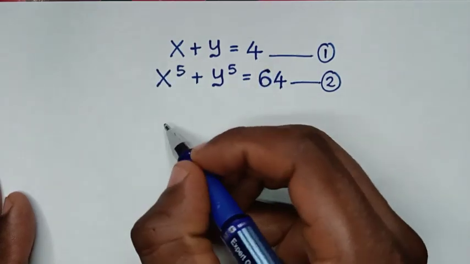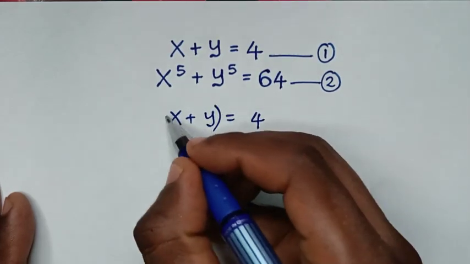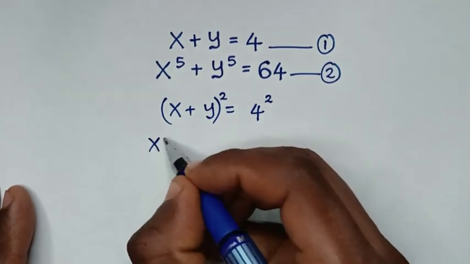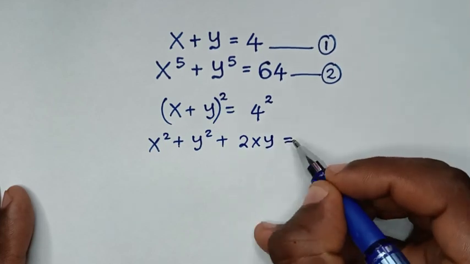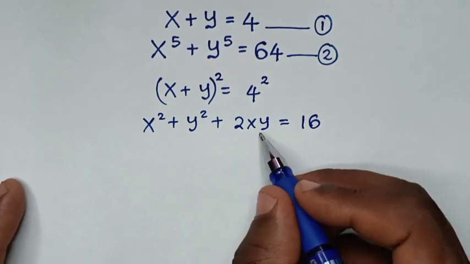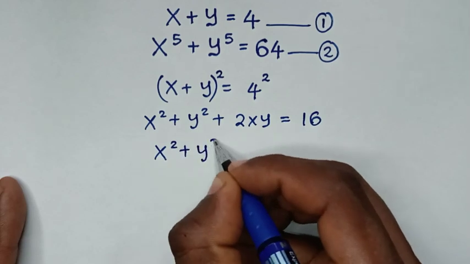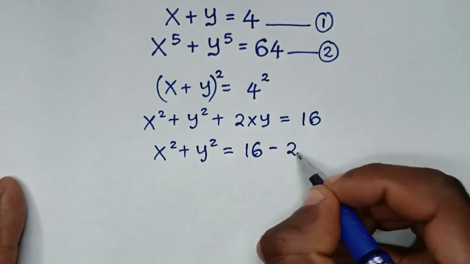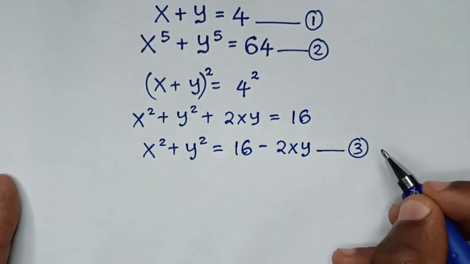Then from equation 1, which is x plus y is equal to 4, we'll start by squaring both sides. So the square of x plus y is x square plus y square plus 2xy is equal to 4 square, which is 16. Then we'll take this 2xy to the right side, so it will be x square plus y square is equal to 16 minus 2xy. We call this equation 3.